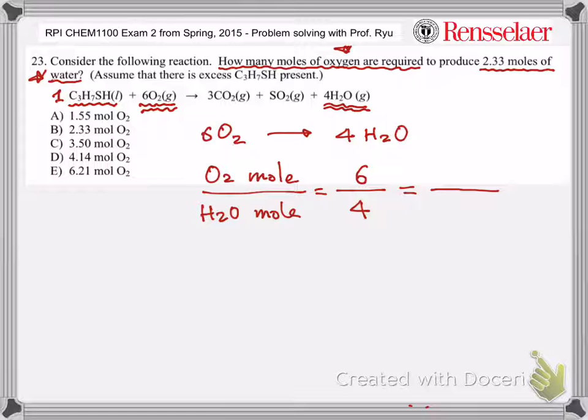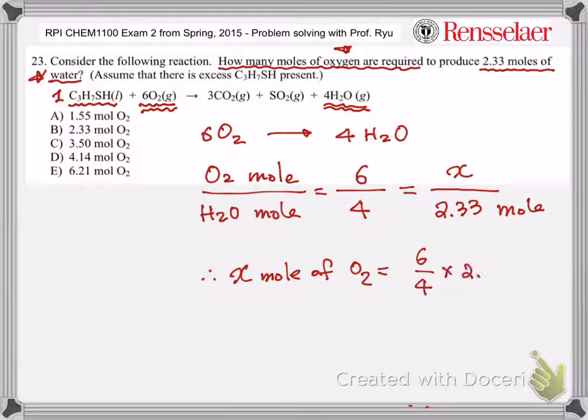In the problem, I want to know how many moles of oxygen, so that's my x. And 2.33 moles of water are being formed, right? Therefore, x moles of O2 is 6 over 4 times 2.33. That will lead me to 3.50. So the answer is C.